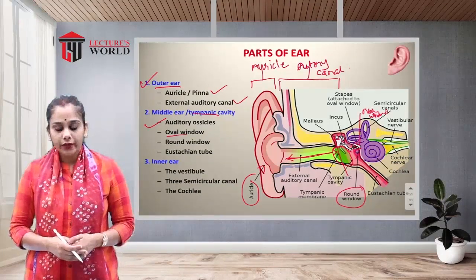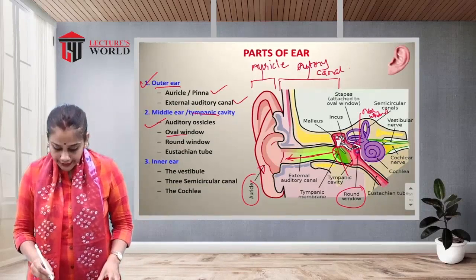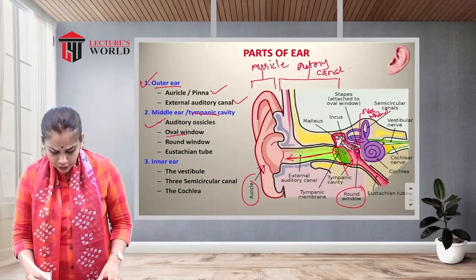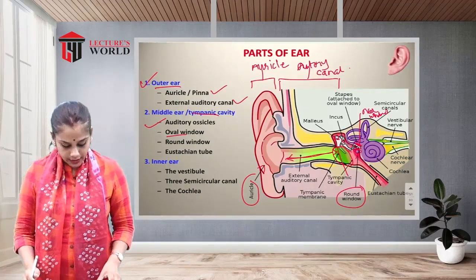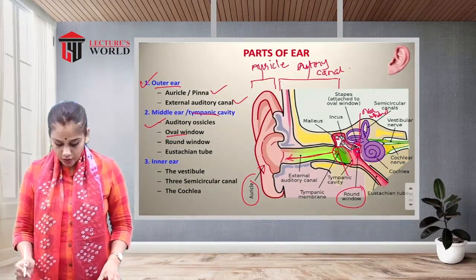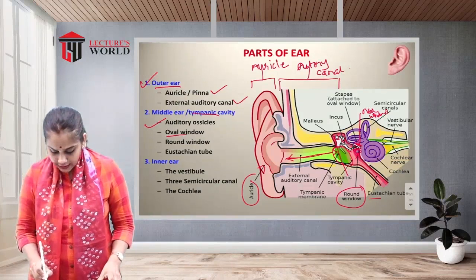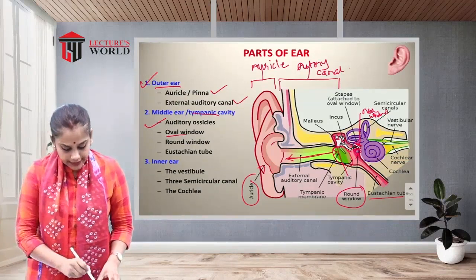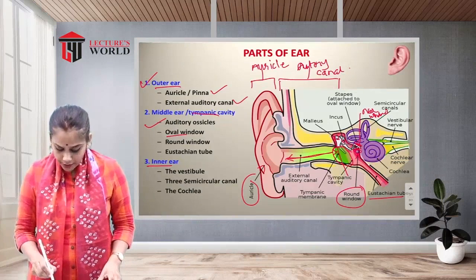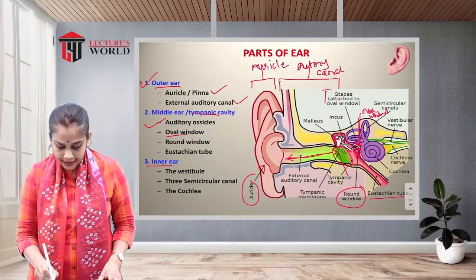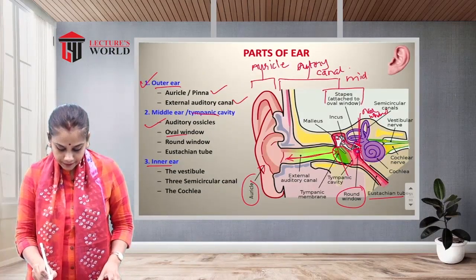Below the oval window there is a round window. You can see in the figure, here there is the oval window and here there is the round window. Then the Eustachian tube. See, this is the Eustachian tube. So up to this portion there is the middle ear. Then the inner ear.